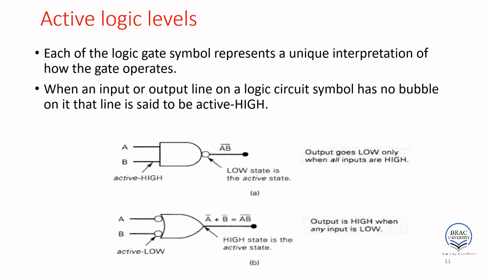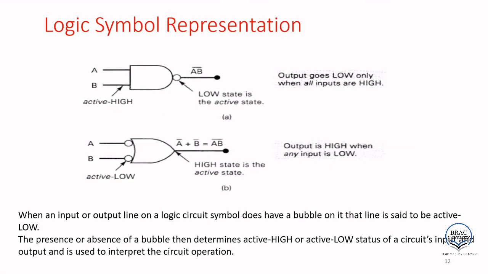So what does it mean? It means the output goes low only when all the inputs are high. So this is active high input, but the output goes low when the input is high, and this says the output goes high when any of the inputs is low. Similarly, the output goes low when all inputs are high. This is active high, and this is active low due to the bubbles. So the output is high when any of the inputs is low.